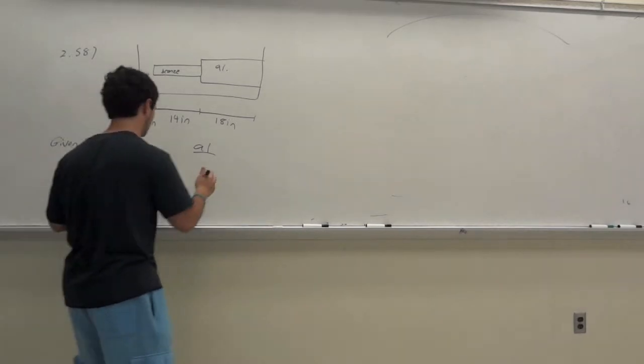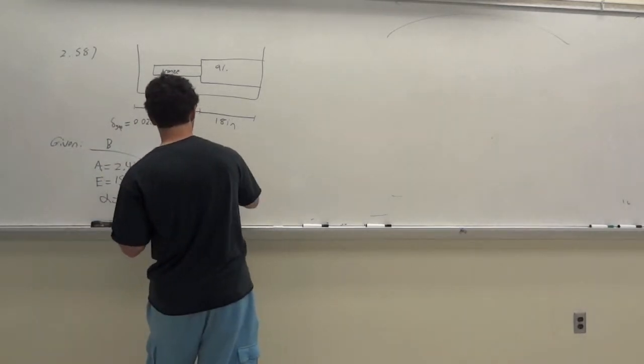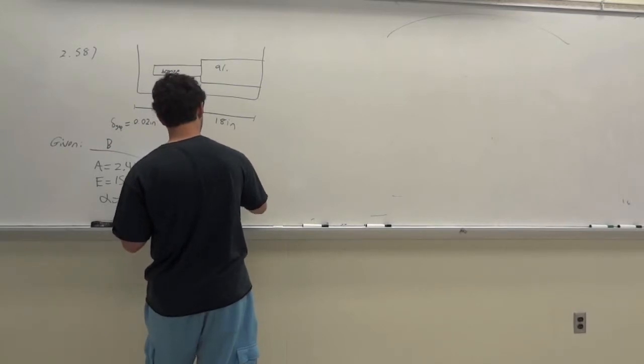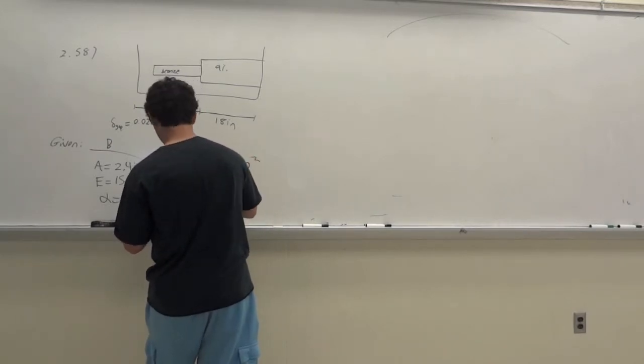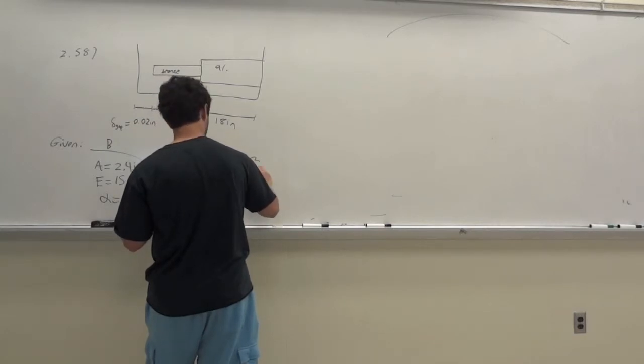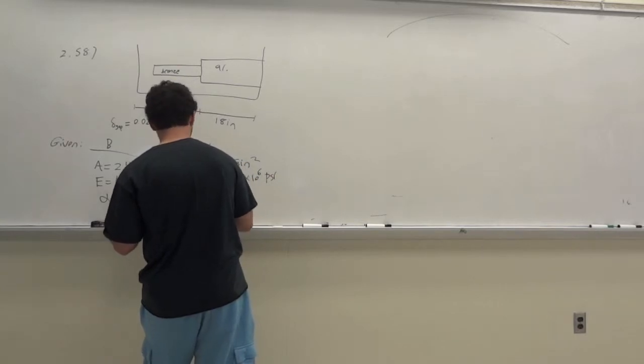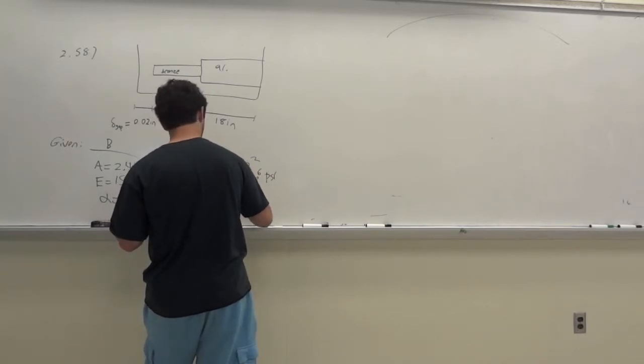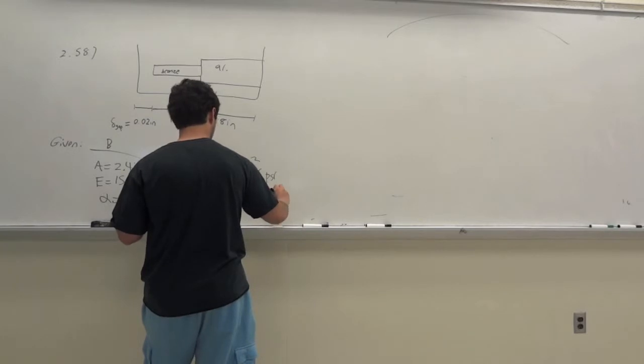And for aluminum, they give you the same things. They give you the cross-sectional area, which is 2.8 inches squared. They give you the Young's modulus, which is 10.6 times 10 to the 6 psi. And they give you alpha, which is equal to 12.9 times 10 to the negative 6, 1 over degree F.